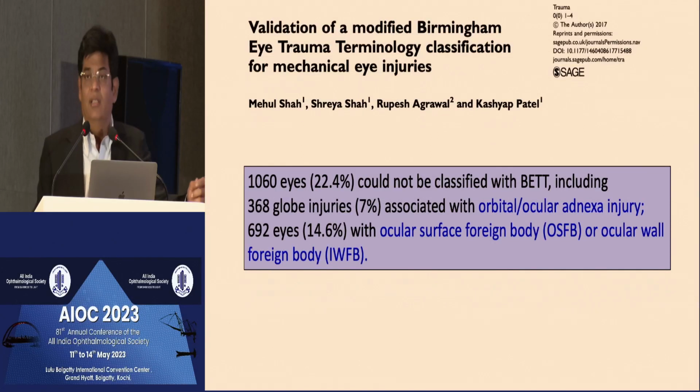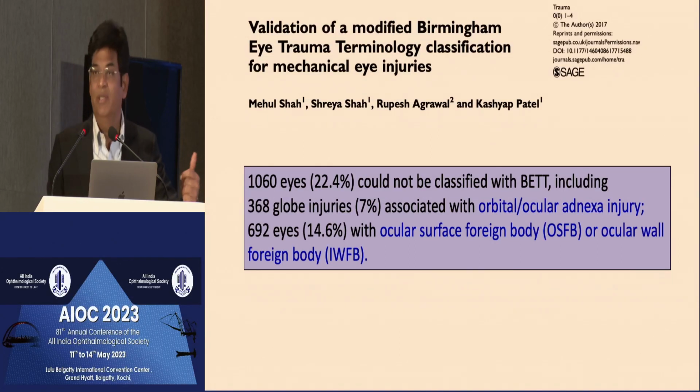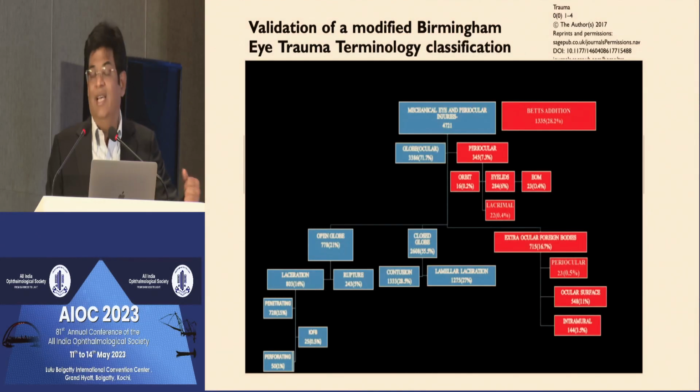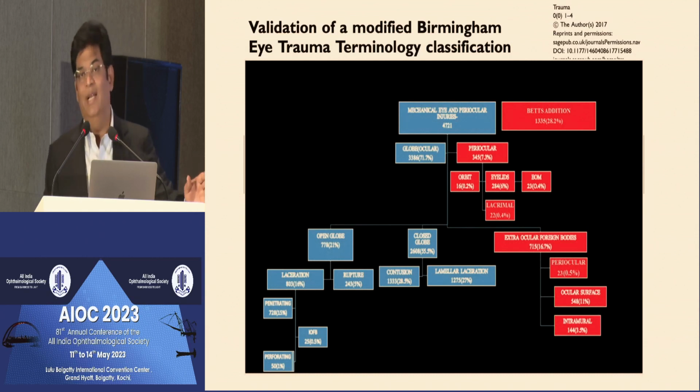Now, there have been articles and comments that BETS misses out on certain situations. Almost 22% of trauma cannot be classified in this, so there is an addition to BETS. For example, a foreign body on the periocular tissue or lodged in just one of the coats of the eye. So many situations are there. But by and large, if you keep BETS in mind, it gets you to a good place when you're treating corneal lacerations.